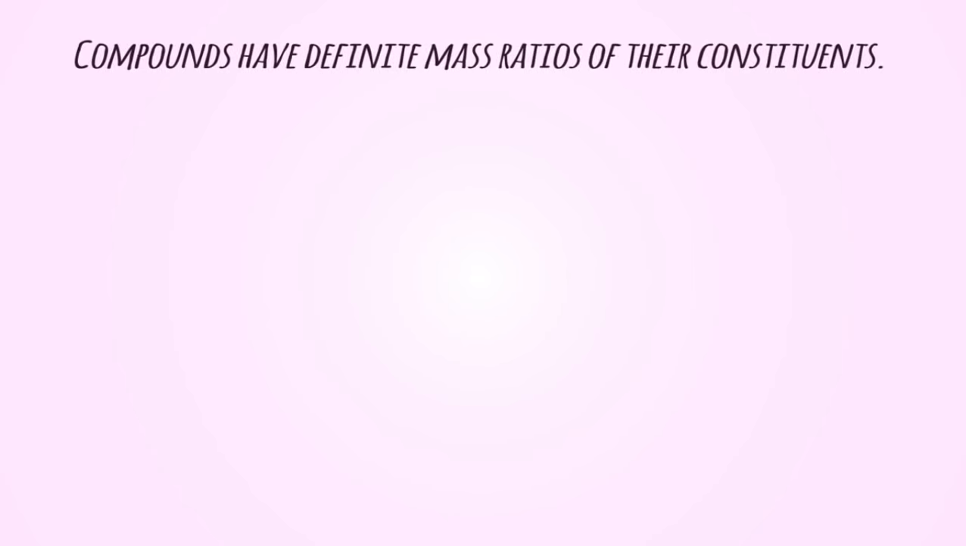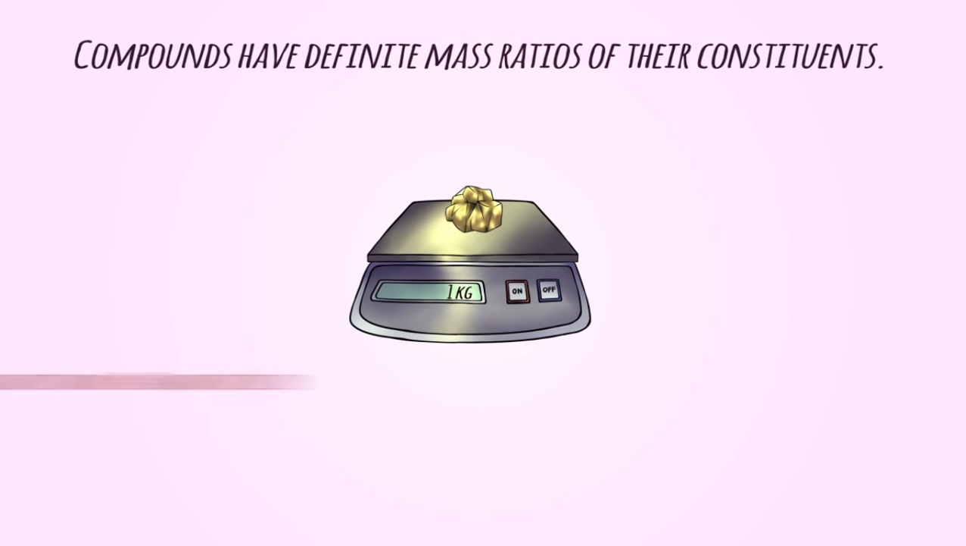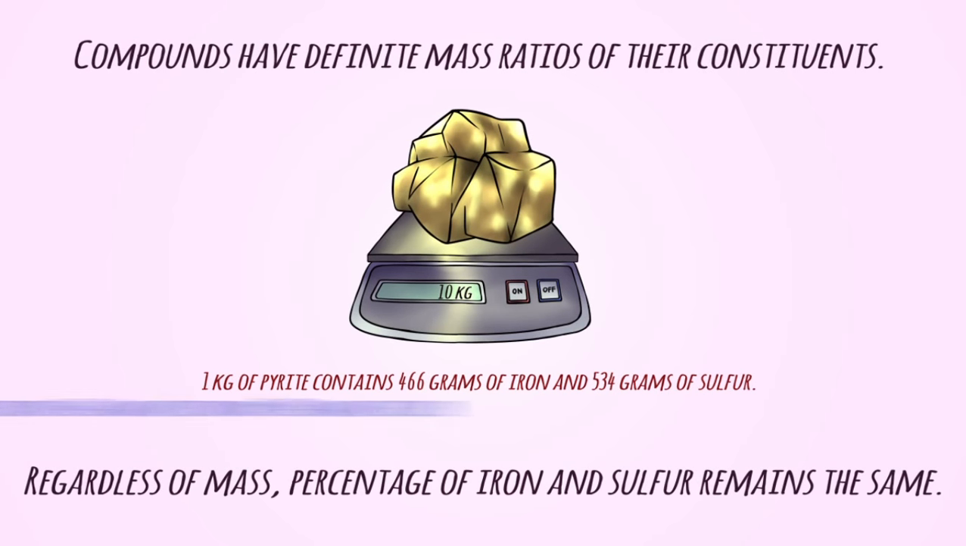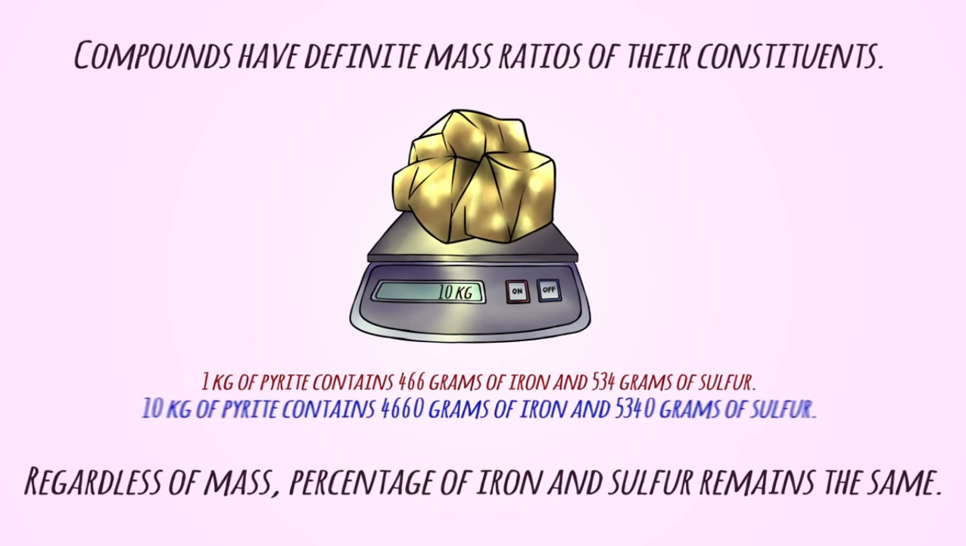Compounds have definite mass ratios of their constituents. For example, pyrite is always 46.6% iron and 53.4% sulfur. It is interesting to know that regardless of mass of pyrite, the percentage of iron and sulfur remains the same.